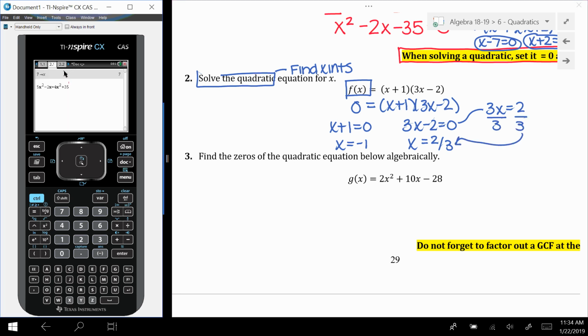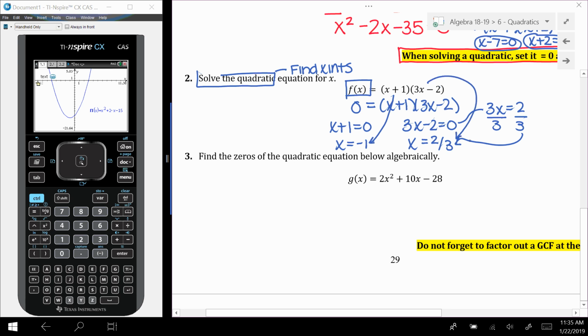It's a good idea, guys, to always check your work. So your options here, guys, are you could graph this and make sure your x-intercepts are at -1 and 2/3.